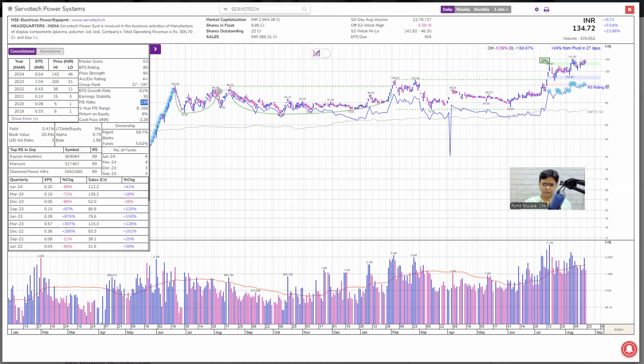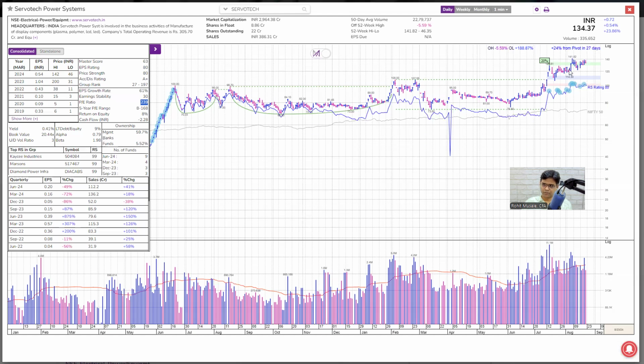But looking at overall factors, and plus the price has just come out of a recent base. If you can see, it is written here, 24% from pivot in 27 days. So from this green dotted line, the price has already gone up 24% in 27 days. So it's just coming out of the base. The relative strength is rising, but because of all of these factors, and it is not consistent with earnings, I'm not comfortable buying the stock.